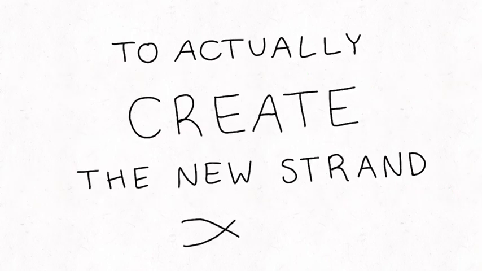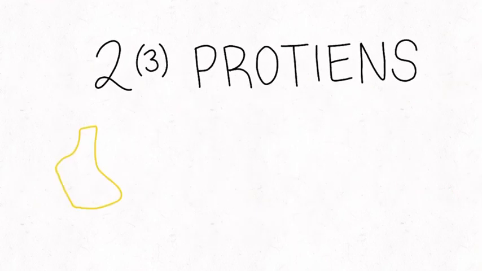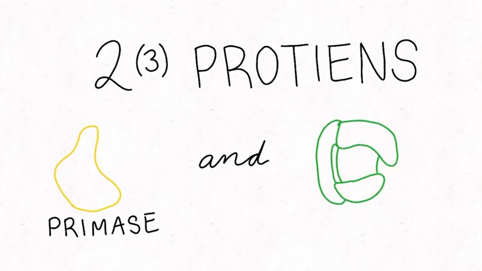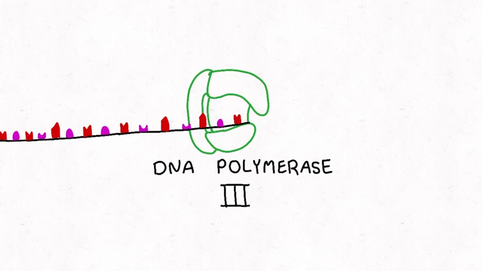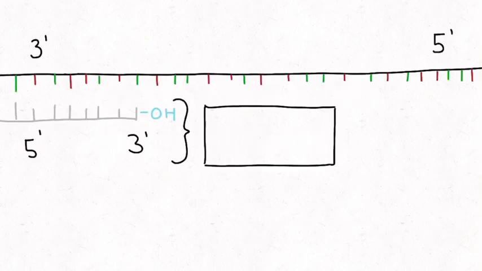To actually create the new strand, two important proteins must be used: primase and DNA polymerase. DNA polymerase 3 is responsible for placing the new strands of DNA. However, the protein can't start from scratch. Instead, it needs a 3' hydroxyl to synthesize from.